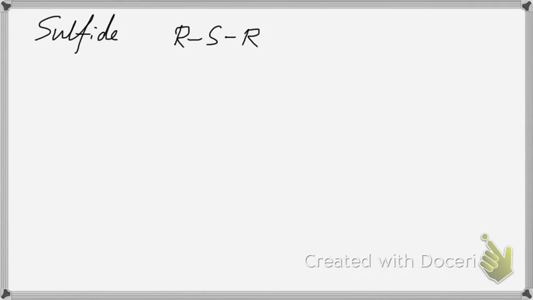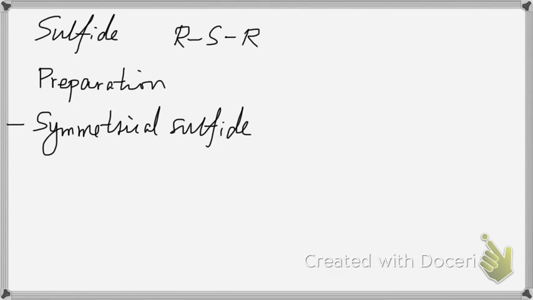Sulfides are the sulfur analog of ethers, just like thiols are the sulfur analogs of alcohols. So the sulfides will have similar properties as ethers. Let's first take a look at the preparation of sulfides.